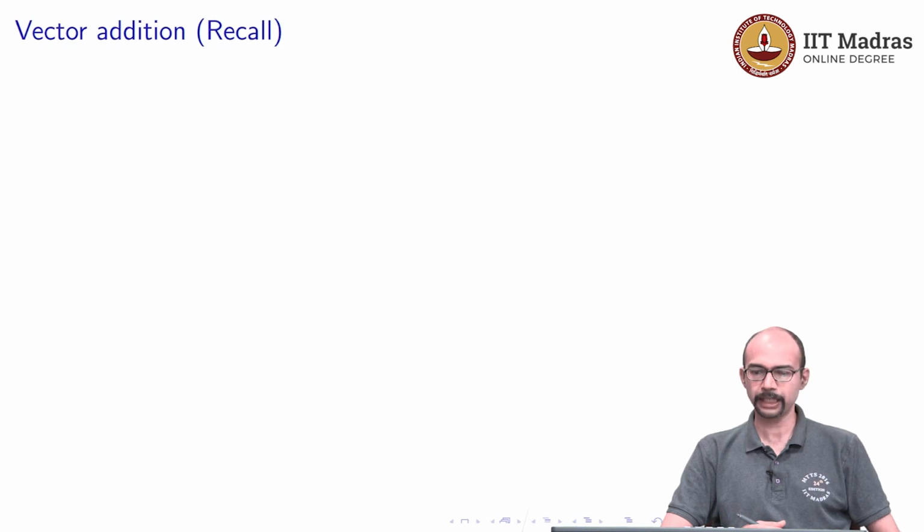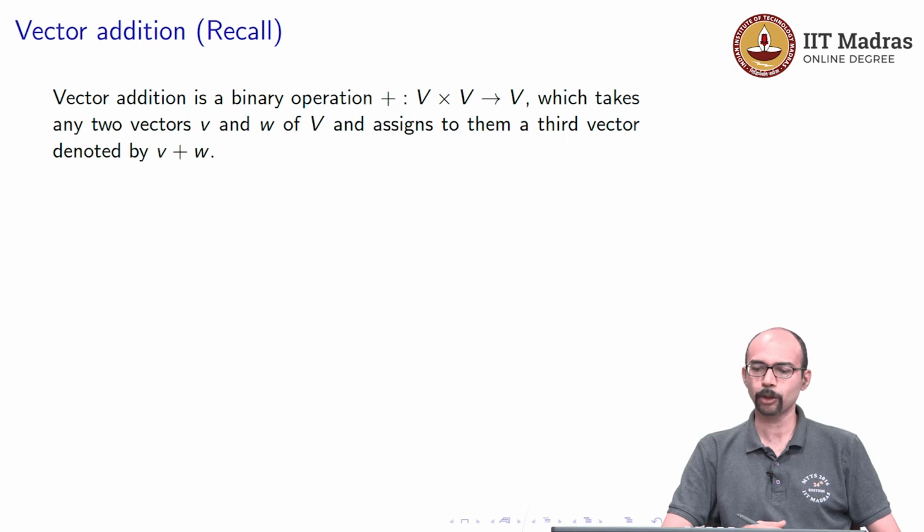First of all, let's recall what vector addition is. Vector addition is a binary operation, plus, from V cross V to V. What that means is we take two vectors v and w, and we can talk about the vector v plus w.